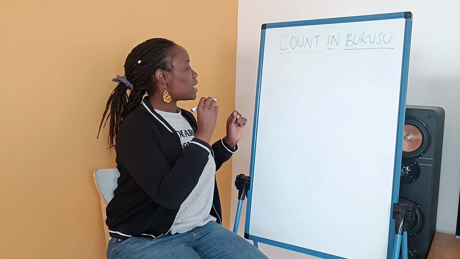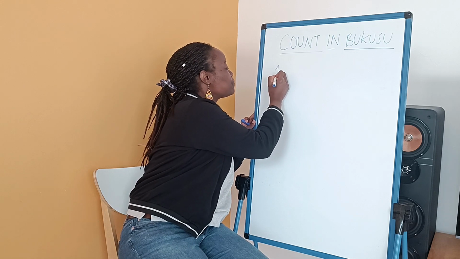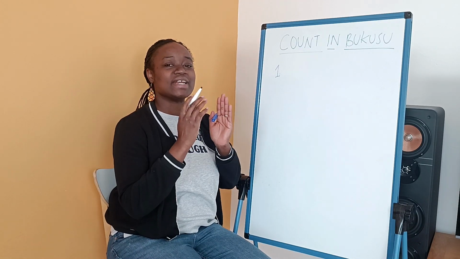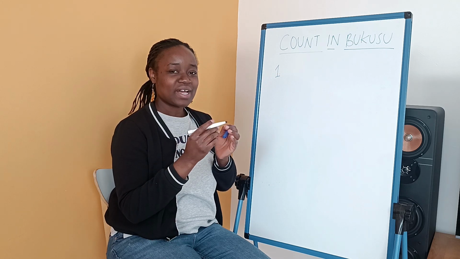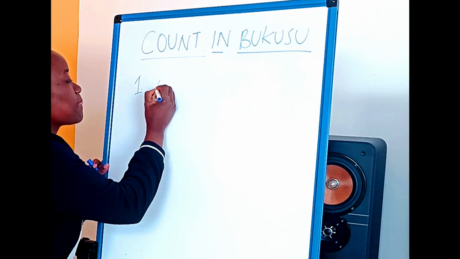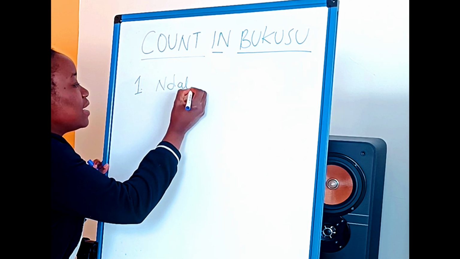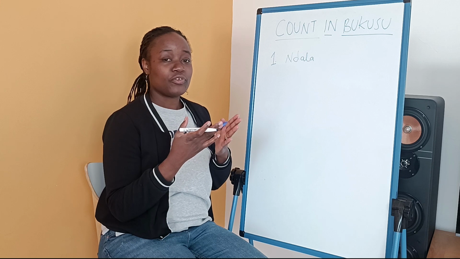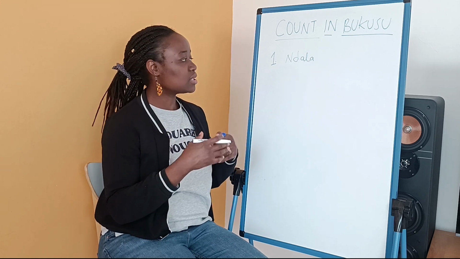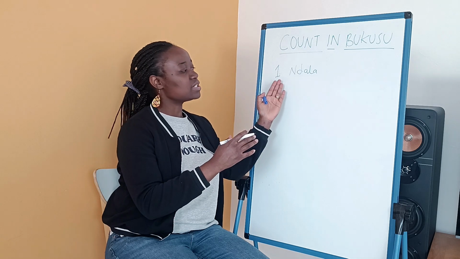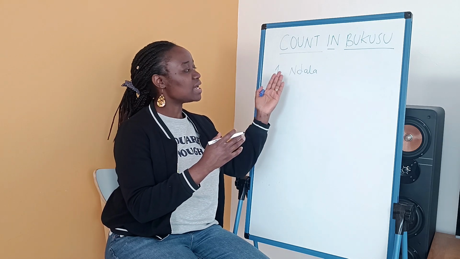So the number one, in English it's one, of course. In Bukusu it's ndala, and in Swahili it's moja. There are different versions of ndala. For example, if you want to say one person, it's omundu mlala, but the best word is ndala. When you're counting, it's just ndala.